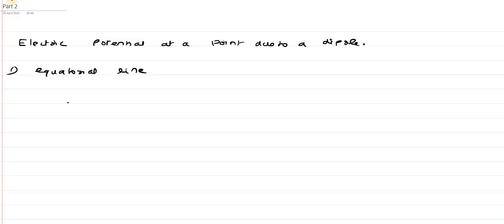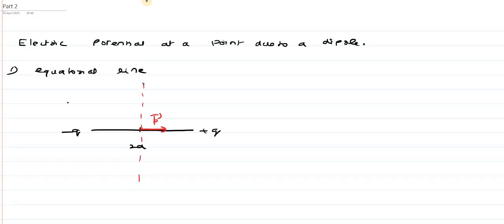Let us consider a dipole, minus q and plus q, where the distance between them is 2a. So the dipole moment p is directed from negative to positive charge. Consider a point P along the equatorial line, at a distance r from the center of the dipole. You need to remember always that the distance should be measured from the center of the dipole. That point is very important.